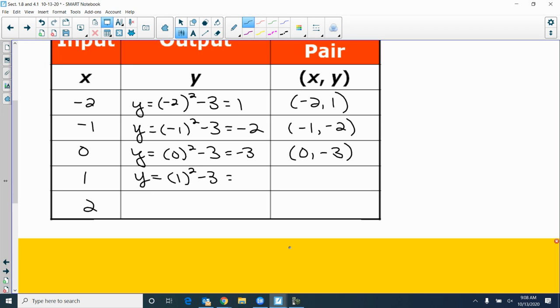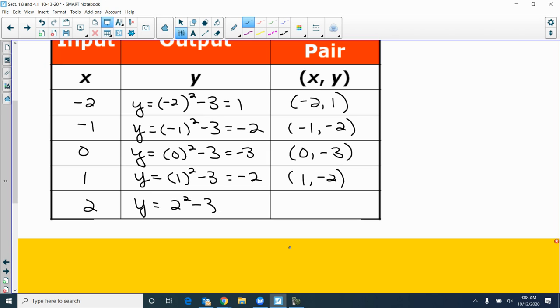Okay. I have one. Use that thing in your hand. I don't. Use it. This thing is worthless. Well, no, you've got to type it in right. Put in 1 squared minus 3. It's negative 2. So it's 1, negative 2. There we go.